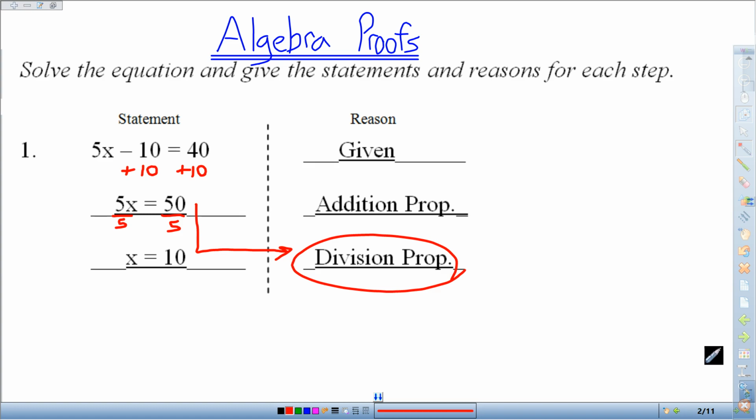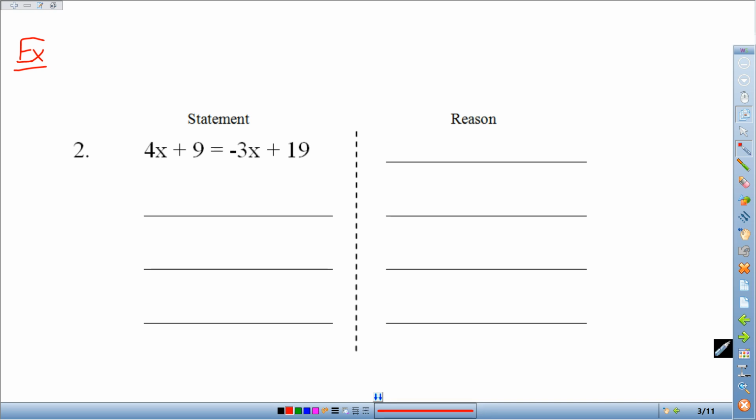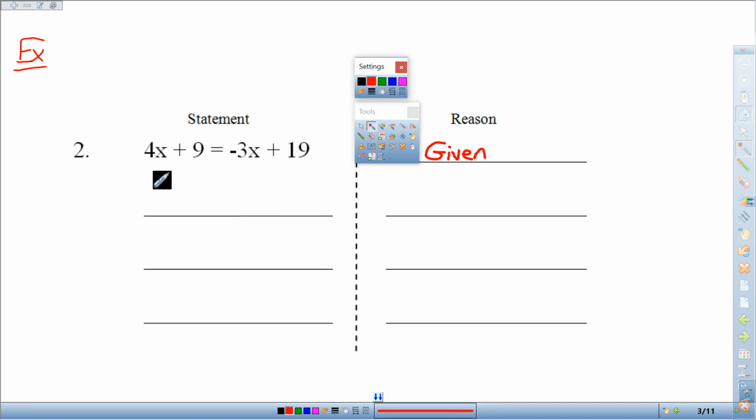Okay, so let's try one that is asking us for all of the reasons. Take a look at number 2. First things first, here is our given equation. Why do we know that? It's because it's literally given to us. So there's our first reason. From here, I would notice variables on both sides, so I would get them to the same side. I'm going to add 3x to get rid of this minus 3x, and that means I have to also do it to this side.